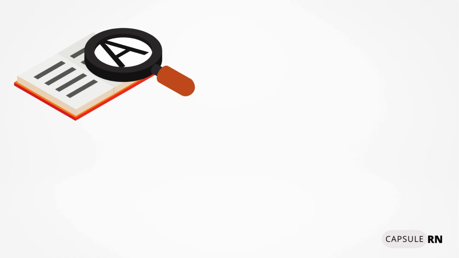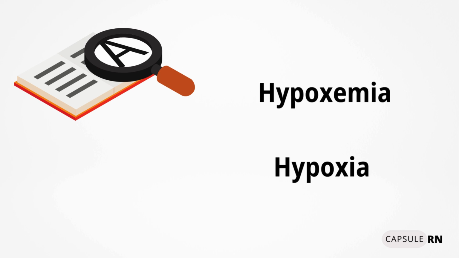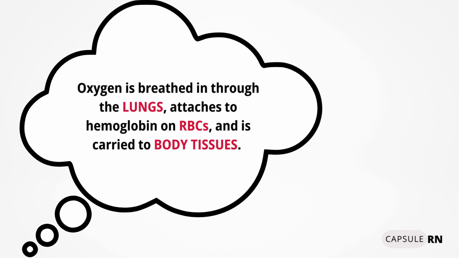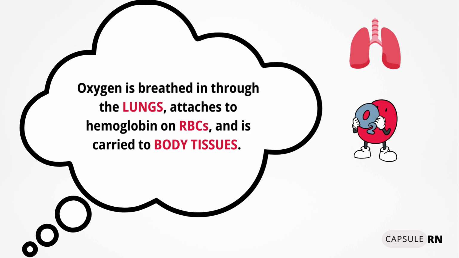Now, before we go on, we need to differentiate two words that you will hear a lot when talking about low oxygen. These words are hypoxemia and hypoxia. Both relate to low oxygen, but one is low oxygen in the blood, while the other is low oxygen in body tissues. Remember that oxygen is breathed in through the lungs and attaches to the protein hemoglobin on red blood cells in the blood. Once attached, the oxygen is carried on the red blood cells through the blood until that oxygen can be delivered to body tissues so that they can survive and thrive.